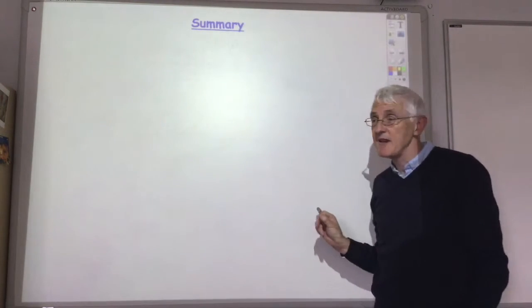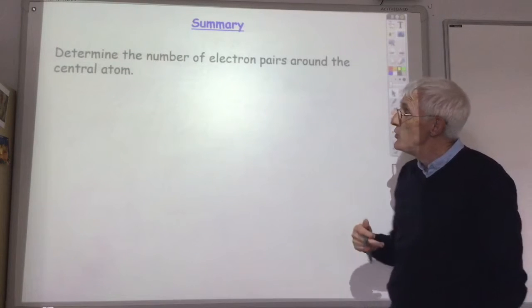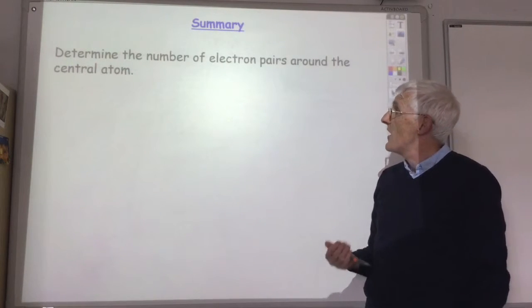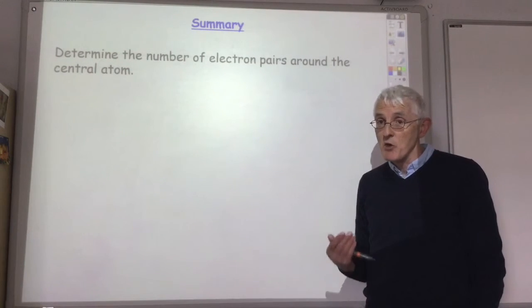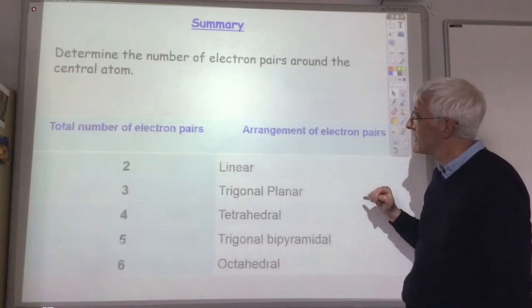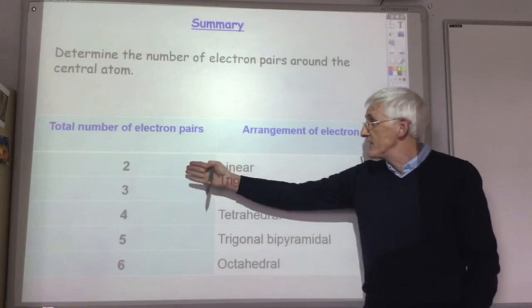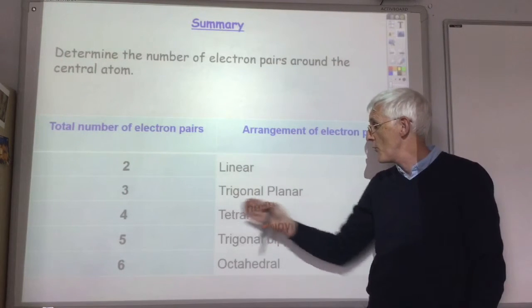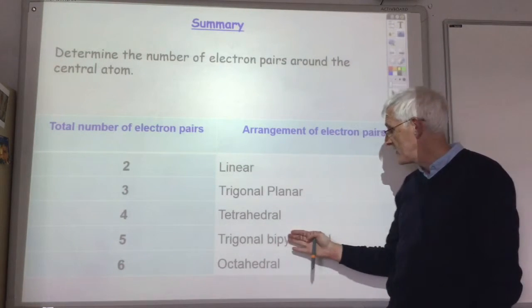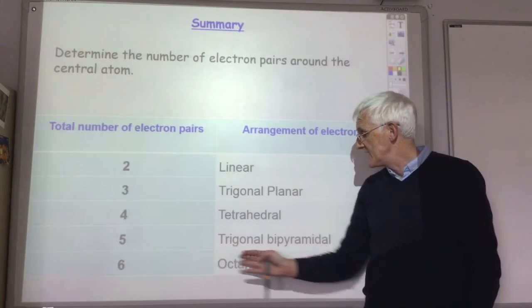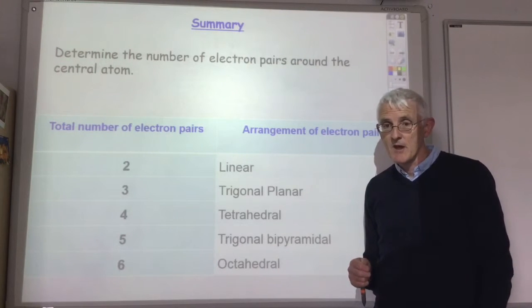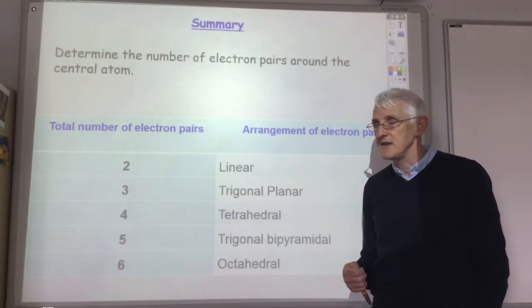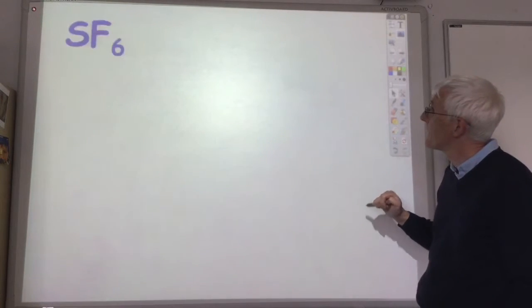Okay, so to summarise that, you determine the number of electron pairs around the central atom. Then once you know how many electron pairs you've got, if there's 2 electron pairs, it's linear, 3 trigonal planar, 4 tetrahedral, 5 trigonal bipyramidal, and 6 octahedral. So let's work through some examples to see how you would do the whole thing.